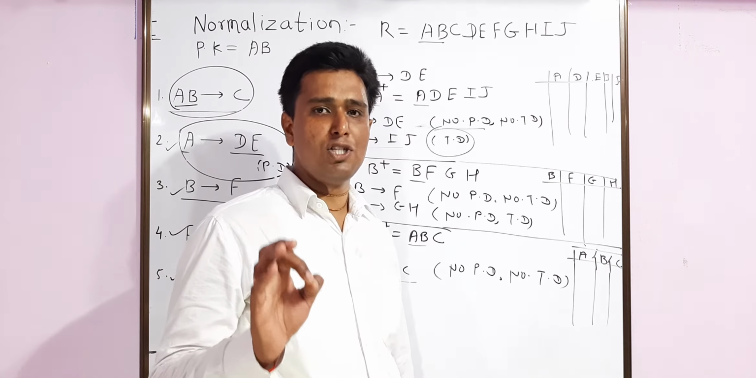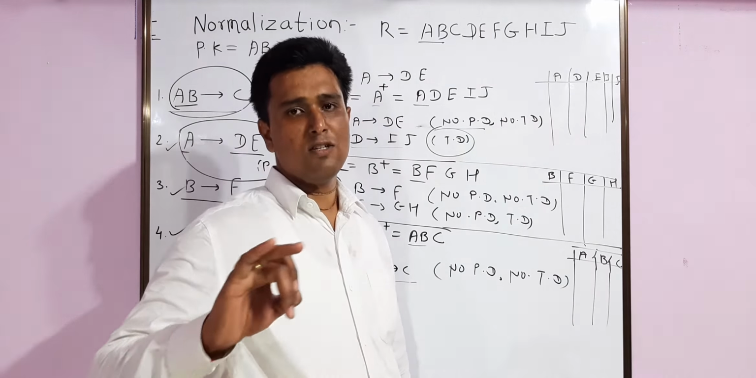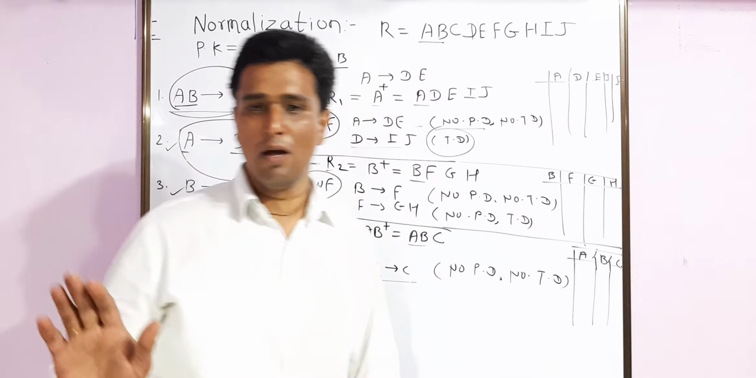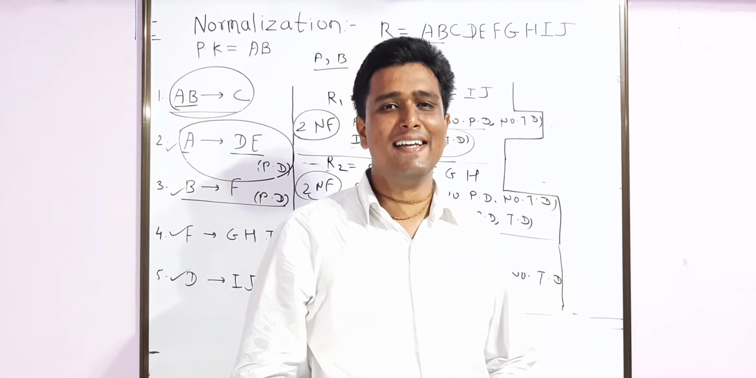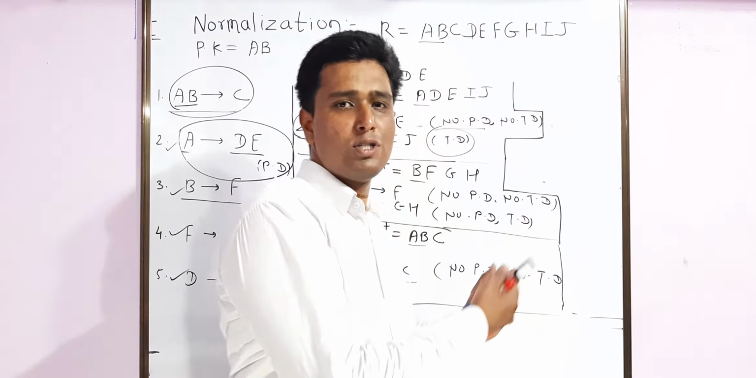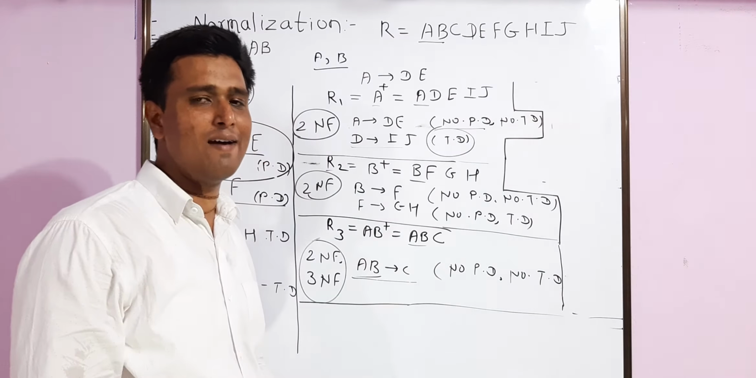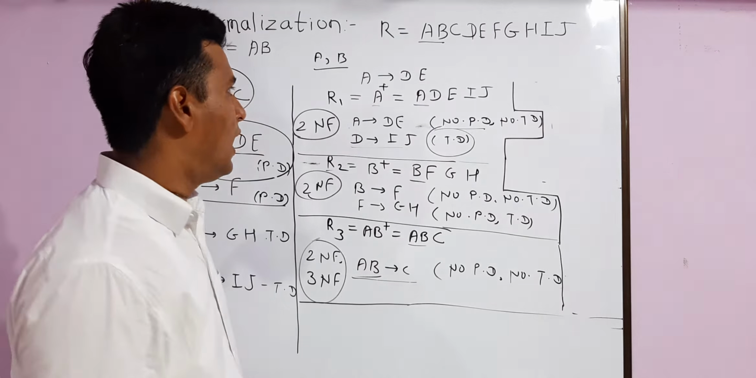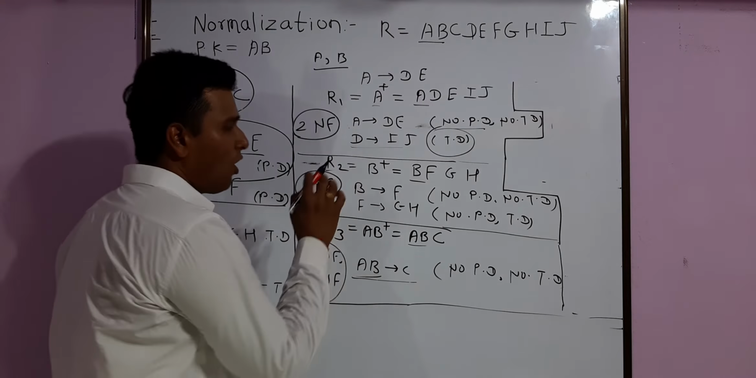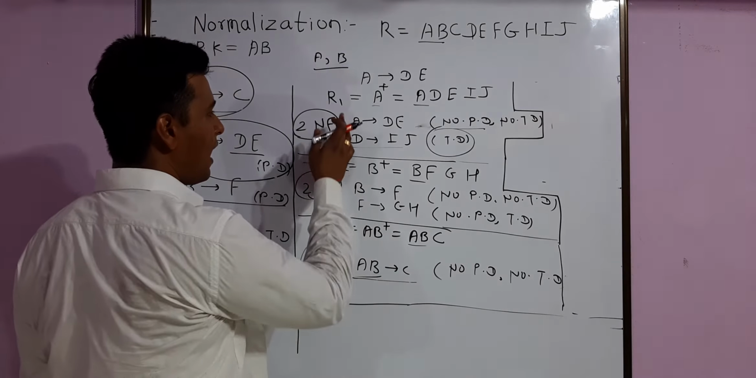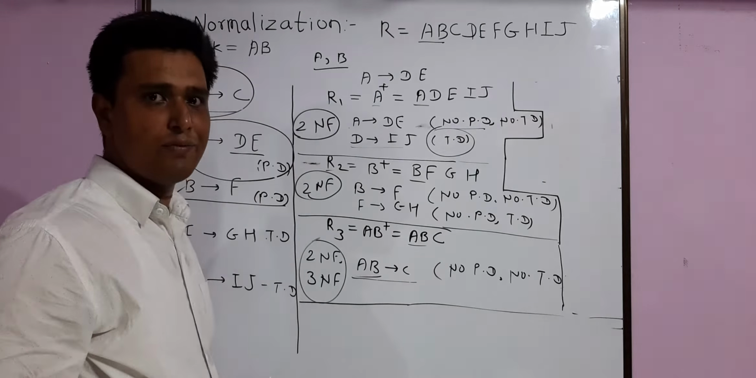Now we will see what the lossless and functional dependency preserving property is. Now we will convert those relations which are now in 2NF into 3NF. Now how to convert into 3NF? Again let's see. R1 and R2 are not in 3NF, so we will be converting R1 and R2 into 3NF.